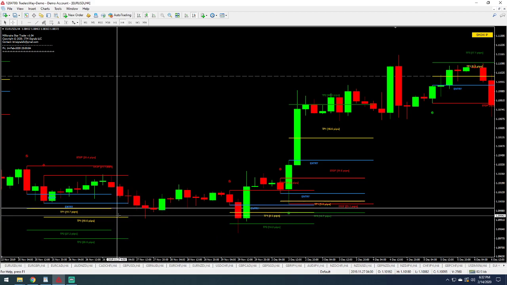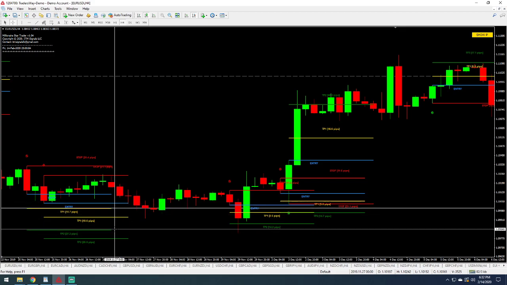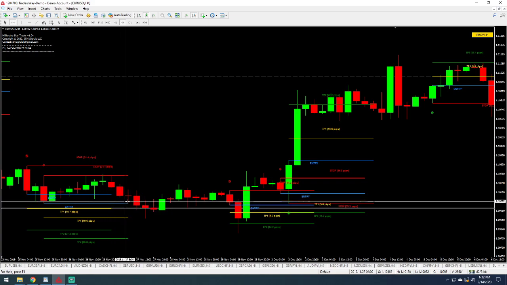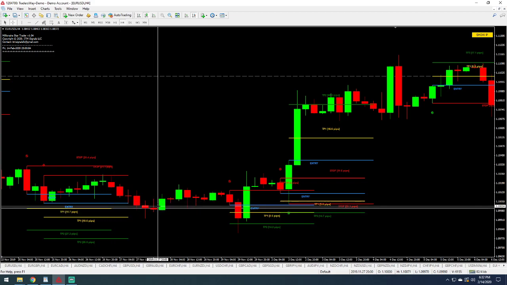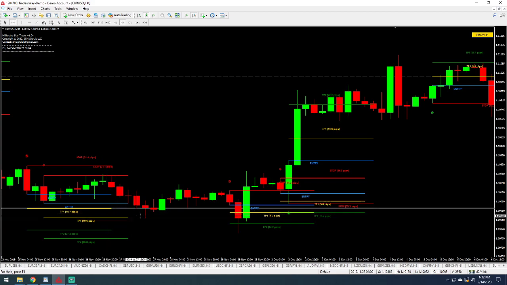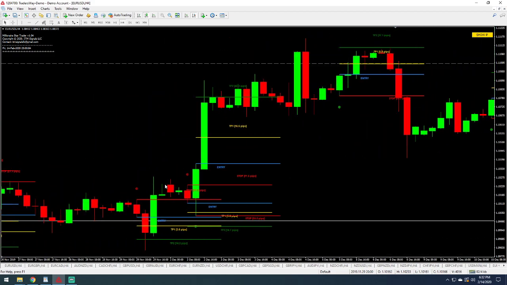So that's your 20%. You're leaving 20% running until it hits take profit 2 or it gets stopped out. In this case, as you can see, price did come back up, so you would have got your 20% stopped out at break even, but you would have locked in 80% profit. So we move into the next trade.